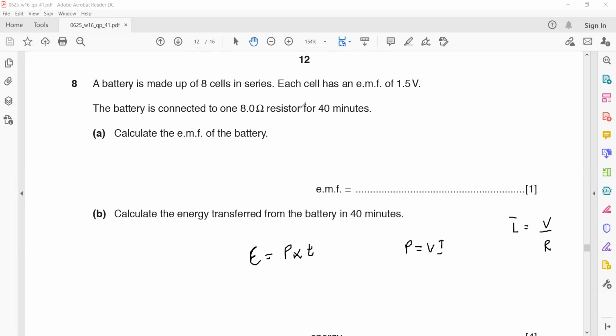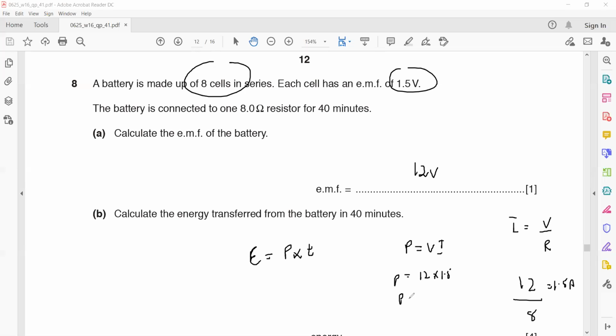So first voltage, 8 cells multiplied by 1.5, that was 12. So 12 divided by 8, you'll get 1.5 ampere, and then you will find the power, which is 12 multiplied by 1.5, and after getting the power, you will find the energy, which is power multiplied by time. So 18 multiplied by 40 multiplied by 60.